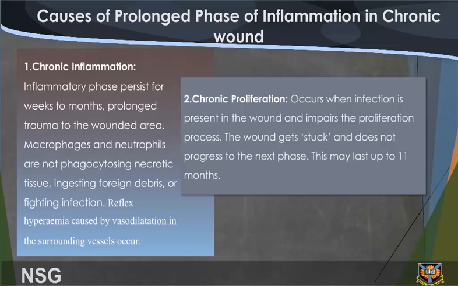2. Chronic proliferation occurs when infection is present in the wound and impairs the proliferation process. The wound gets stuck and does not progress to the next phase. This may last up to 11 months.